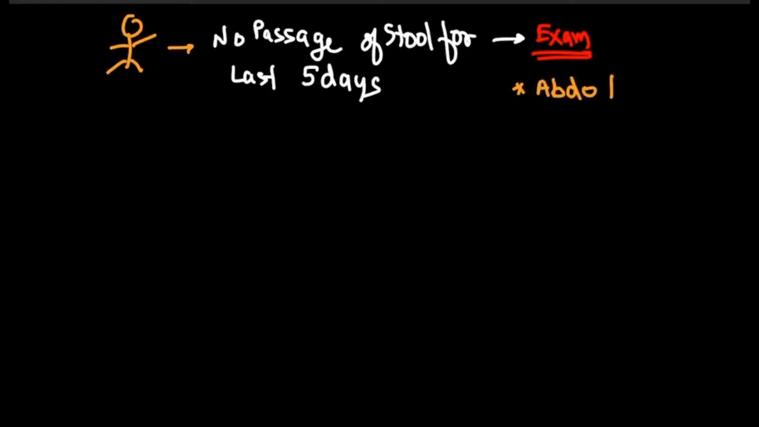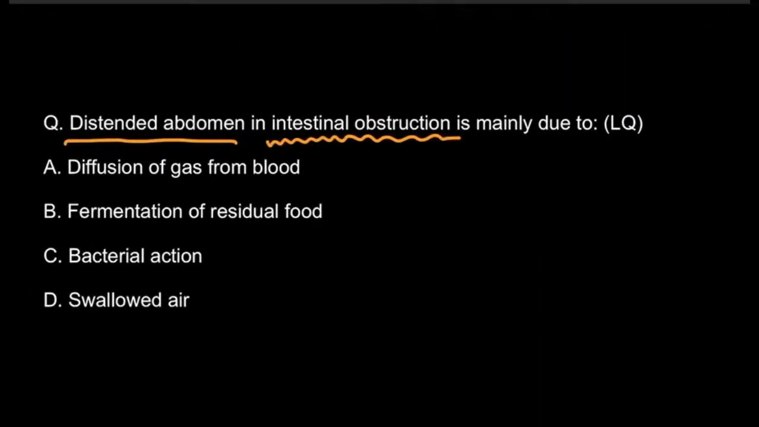Now what I'm trying to ask you is, what is the main cause of the abdominal distension? The distended abdomen in intestinal obstruction, that is mainly due to what? Is it due to the diffusion of gas from the blood? Is it because of fermentation of the residual food? Is it bacterial action, or is it swallowed air? If you say the answer is swallowed air, you are absolutely correct, guys.